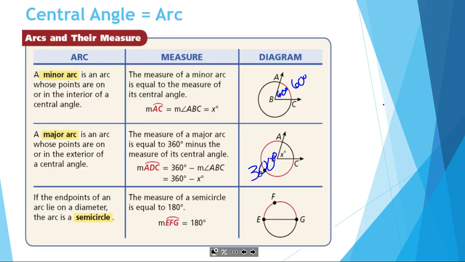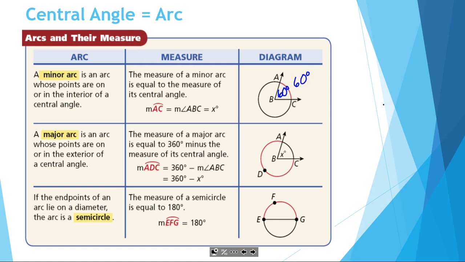All right, now let's talk about central angles. Now, central angles have their vertices at the center of the circle, like this angle does. Now, when we have a central angle, it is equal to the arc. So if that angle is 60, then our arc here, AC, is 60. So if angle ABC is 60, then arc AC is 60.